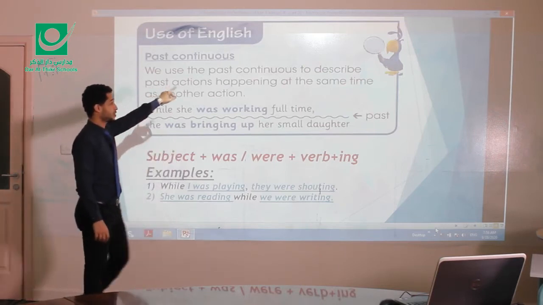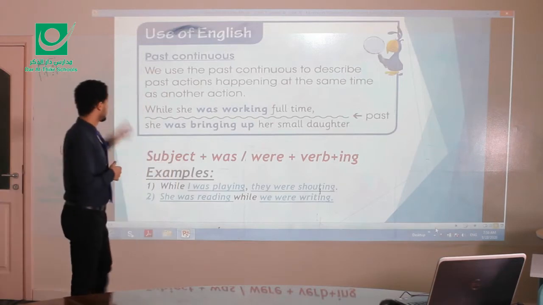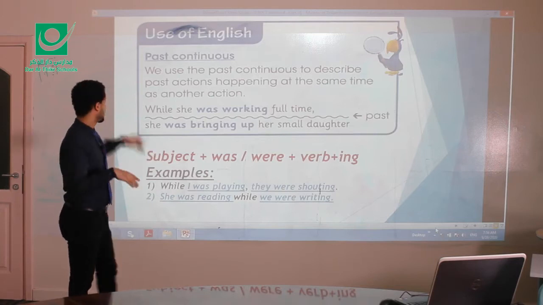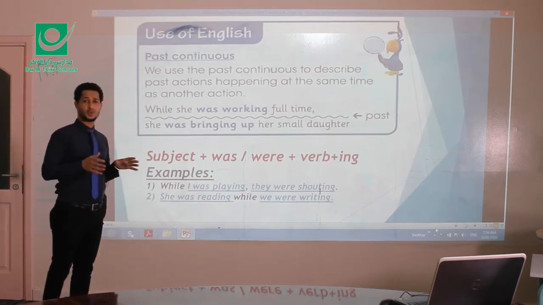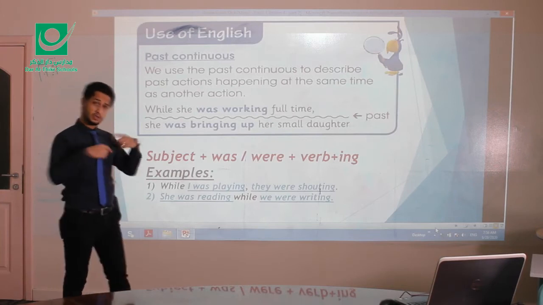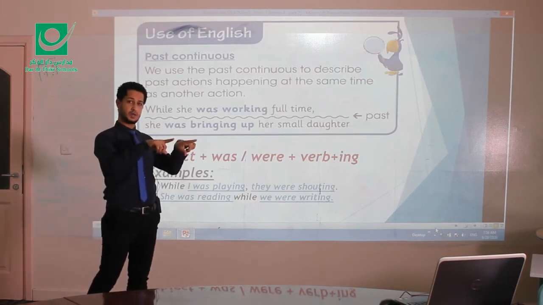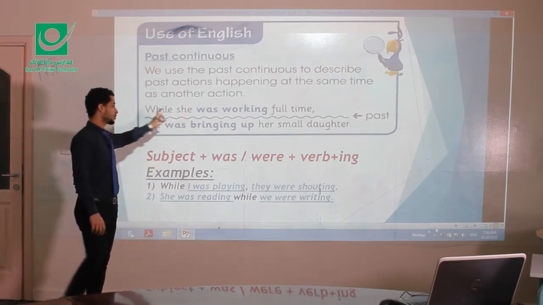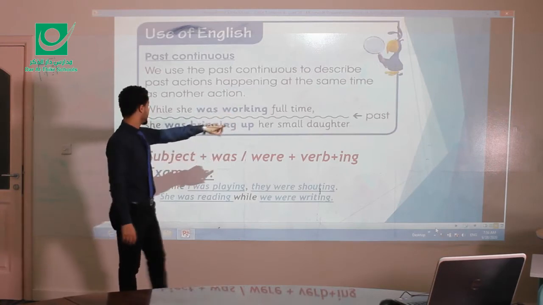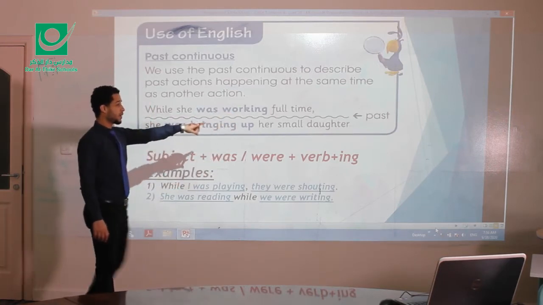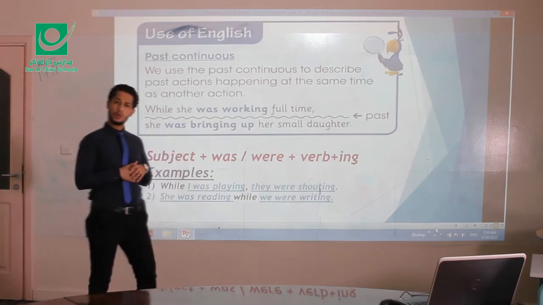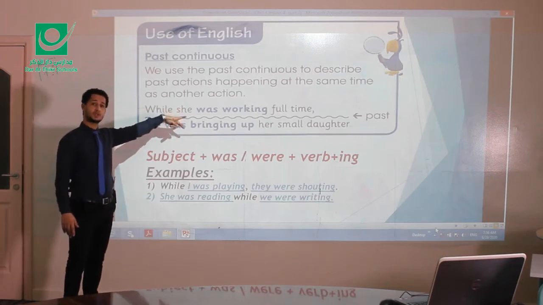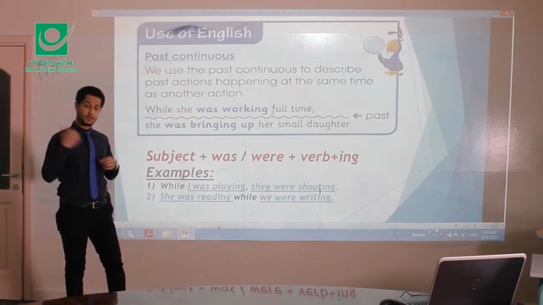We use the past continuous to describe past actions happening at the same time as another action. As we said, two actions were continuous in the past together. Okay? Let's see the example. While she was working full-time, she was bringing up her small daughter. So here, as you see, while connects two actions, two sentences that were continuous in the past together.